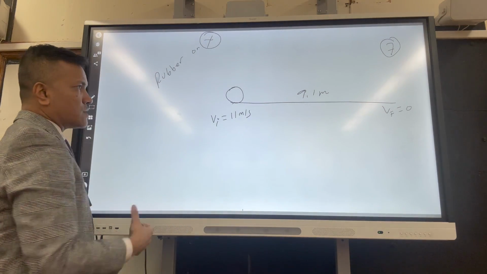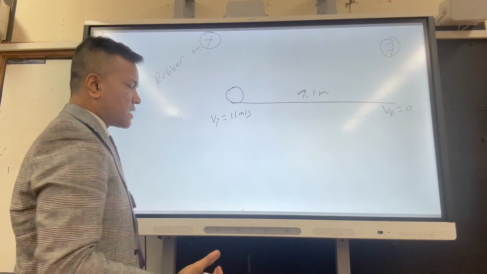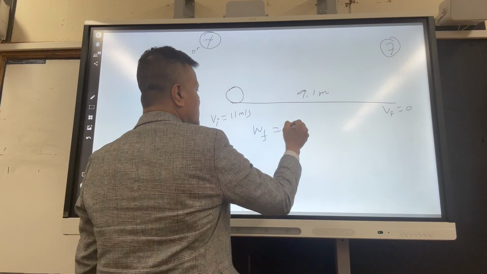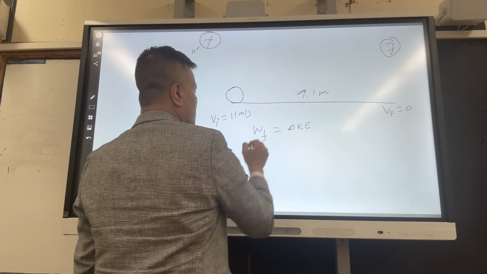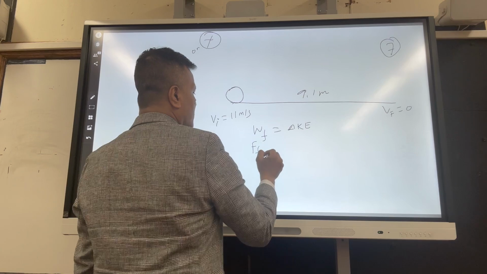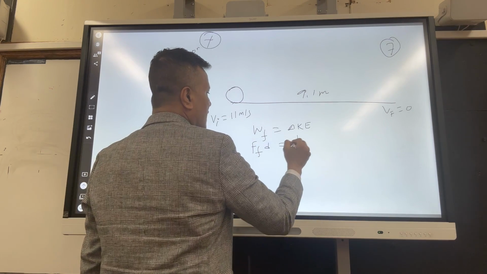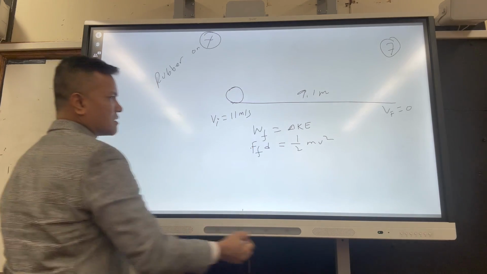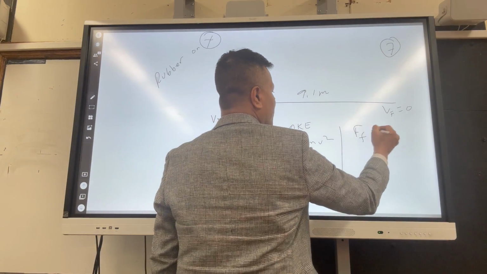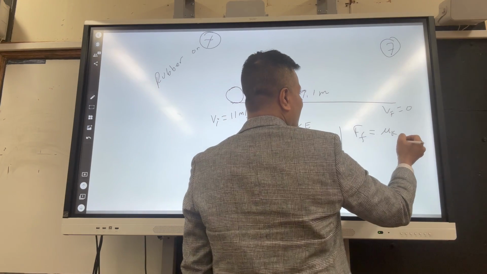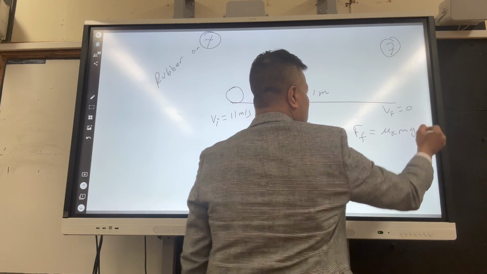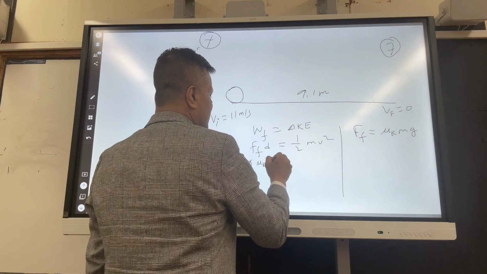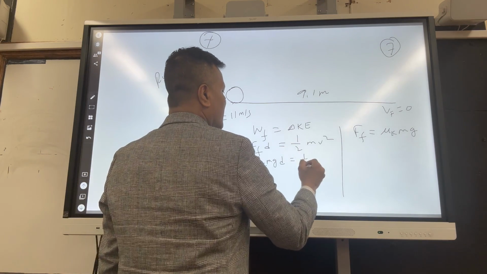What is X? So there is no ambiguity over here. You know that the work done by friction is equal to the change in kinetic energy. Work done by friction is of course F_f d, which is equal to half m v squared. So what is F_f? F_f is equal to mu_k m g, right? So you're going to write mu_k m g d. Don't forget, d is half m v squared.